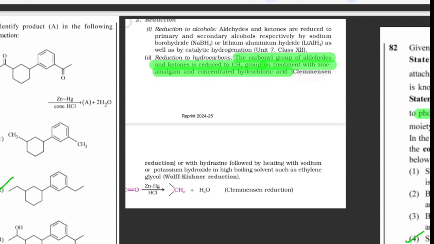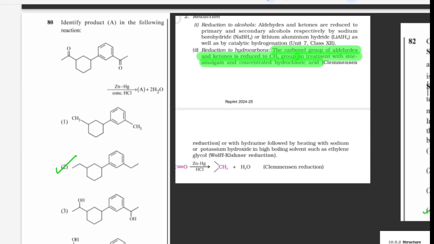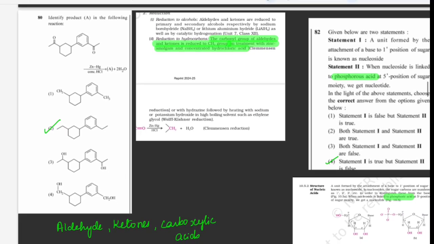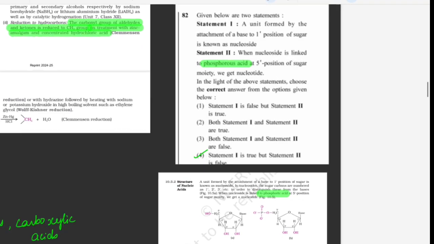So this is Clemmensen's reduction. Ketone will be reduced to a CH2 group. Here there is a keto group and here there is a keto group, which will be reduced to CH2. See here, this is reduced to the CH2 group. So this is the correct answer. Next question.